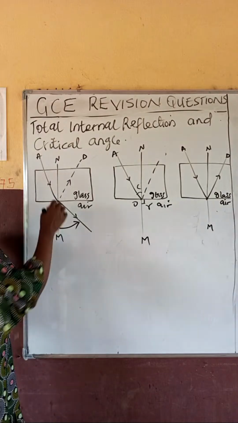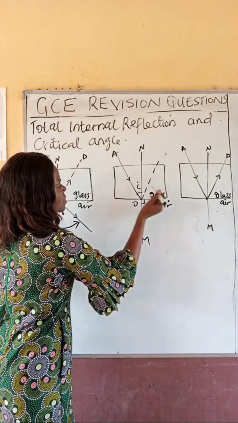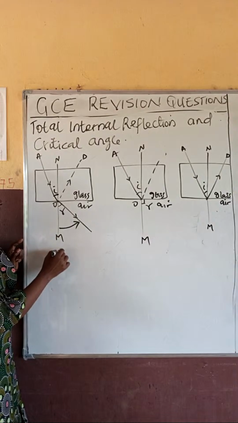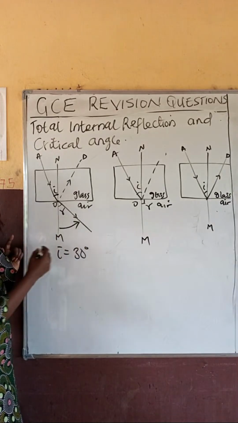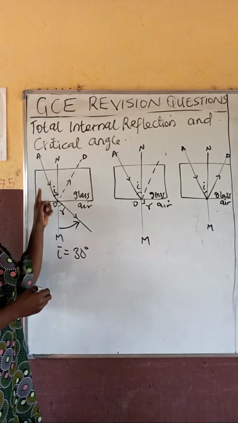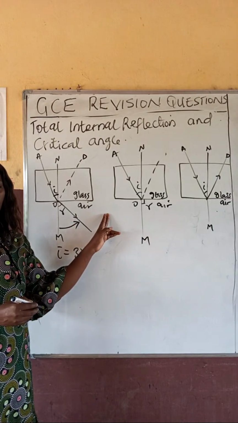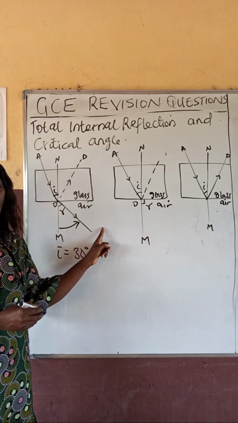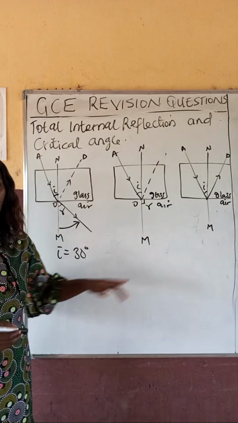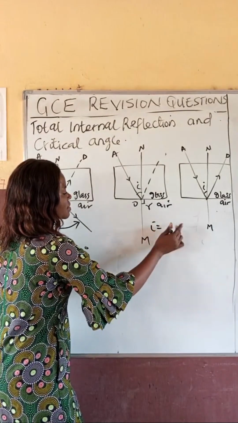Let's assume the angle of incidence. This is I. And this is I. Okay? The angle of incidence here is given as 30 degrees. And then the light has to move from here. On coming to this boundary, what happens? It bends away from the normal because glass is denser than air. Right? Now, we increase the angle of incidence again. Let's say 60 degrees.